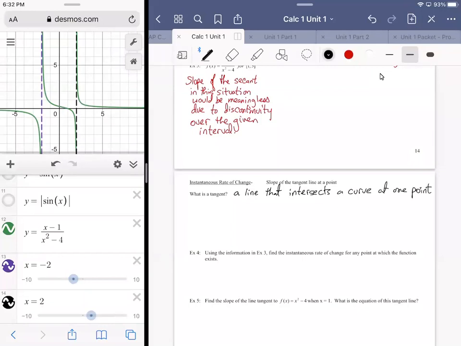All right. So if we have an arbitrary curve, a tangent line would look something like this. Let me just get it to actually touch and we'll be good. So this is an example of a tangent line. And so this would be the point of tangency.